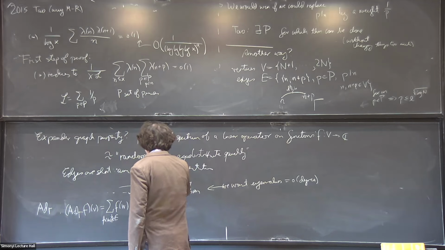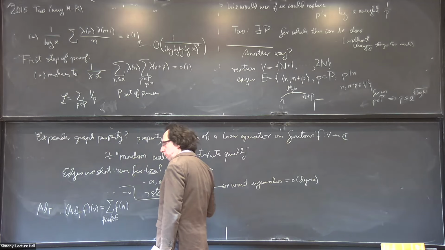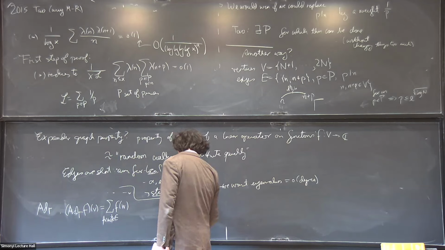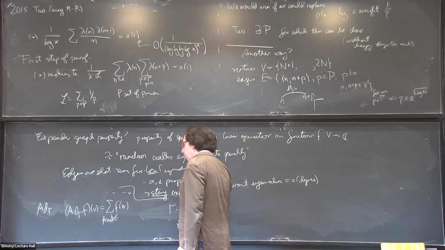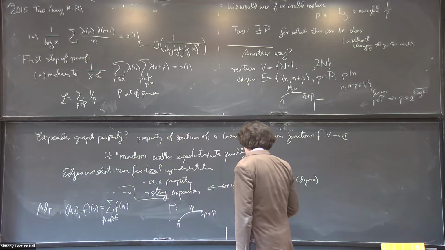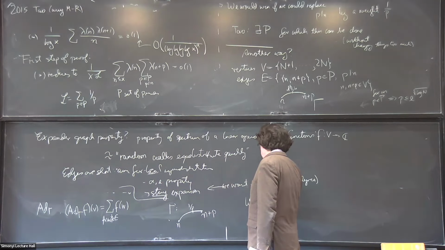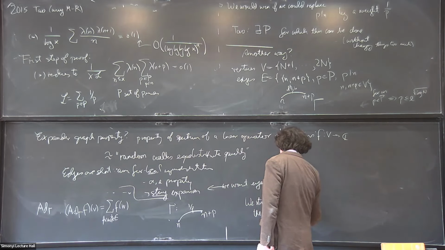The way I'm going to cope with these things is I'm going to define a naive model for the graph. And the naive model is, as you might expect, the graph where you always have an edge, but instead of a condition, it has a weight 1 over p. We want to show, so we study the spectrum of the difference of these two adjacency operators.